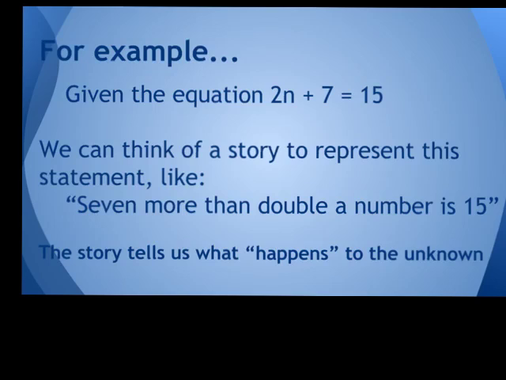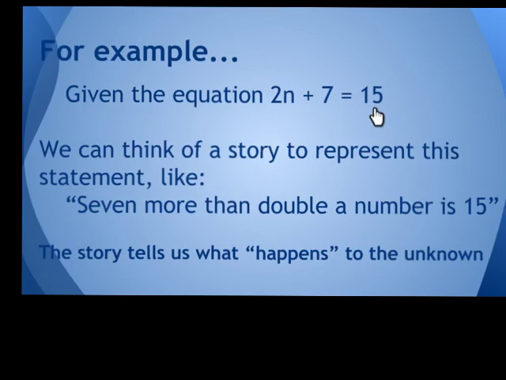First example, if we use the equation 2n plus 7 equals 15, we can think of the story that represents the statement. So I have written here, 7 more than double a number is 15. The story is telling us what happens to the unknown. If we go back to the story, what happens to the unknown quantity, which is represented by n? 2n means that this quantity n is multiplied by 2. Plus 7 means that whatever the answer to 2 times the quantity n is, you add 7 and get 15.